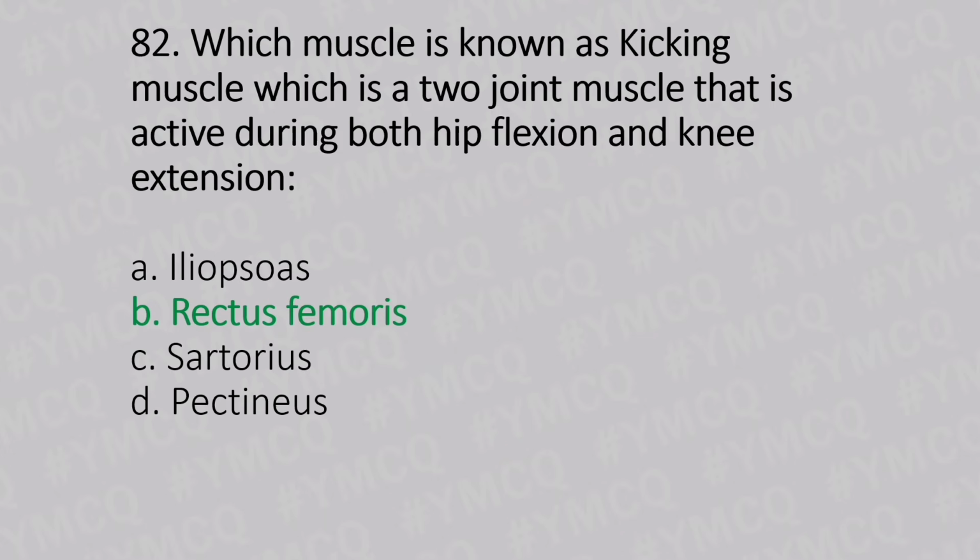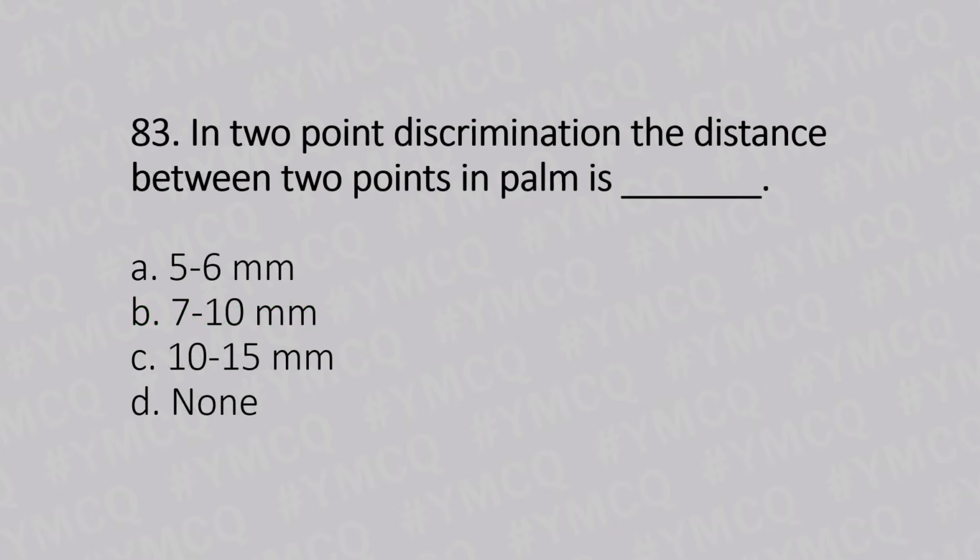Moving to our 83rd question. In 2-point discrimination, the distance between 2 points in the palm is option A, 5 to 6 mm. Option B, 7 to 10 mm. Option C, 10 to 15 mm. Option D, none. And the answer is option B, 7 to 10 mm.